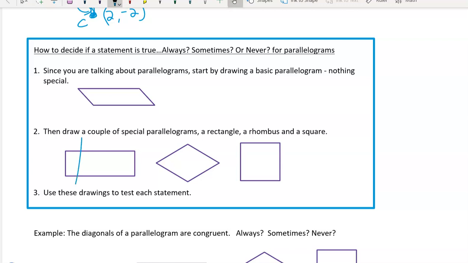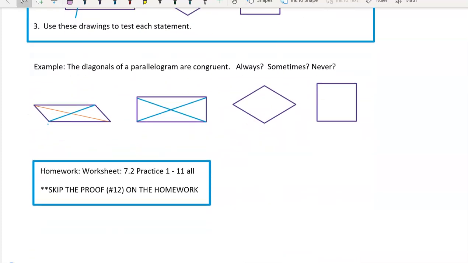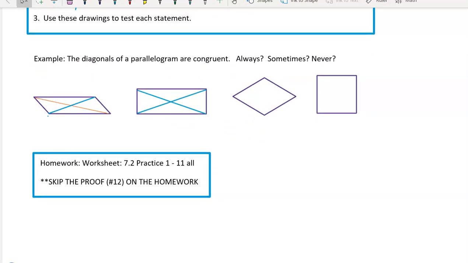Okay, so let's look at an example. The diagonals of a parallelogram are congruent. Always, sometimes, or never. So I'm going to start with a regular parallelogram. And when I look at that orange diagonal, that one, versus this one, that's not true. The diagonals are not congruent.